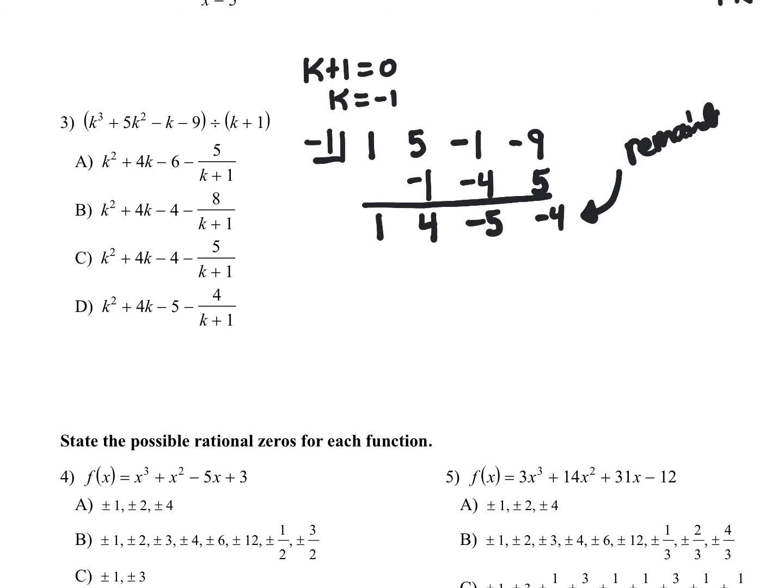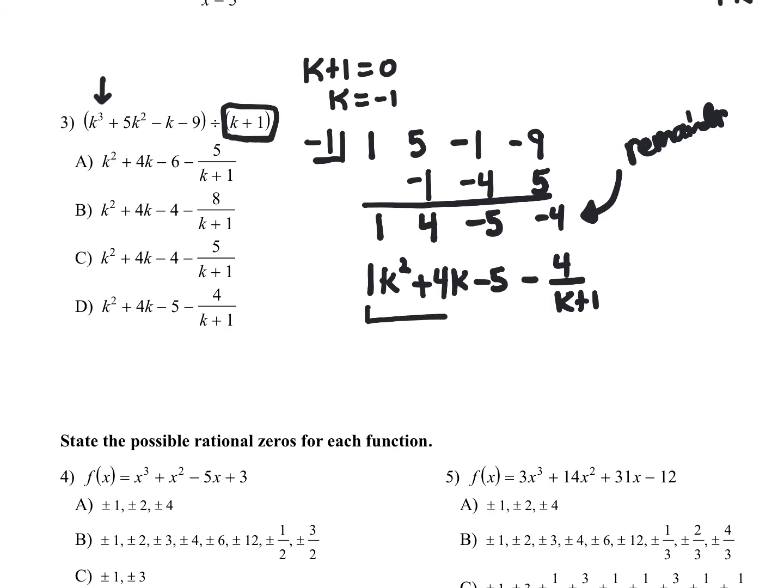is -4. Our quotient, since we've divided a factor, and we know that there's a total of 3 factors, so there's 2 that are remaining, so we're going to have 1k squared plus 4k minus 5 minus the remainder, which is 4 over k plus 1. So this right here is your quotient. So your answer is D.